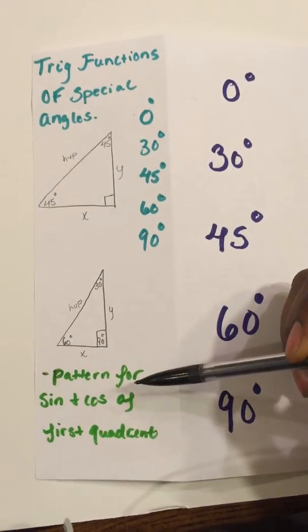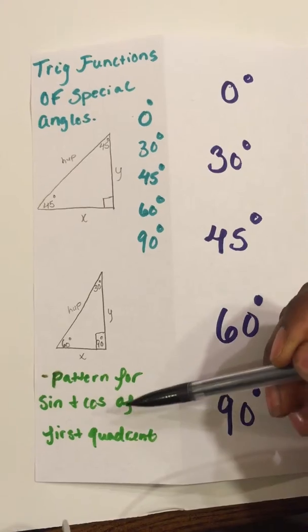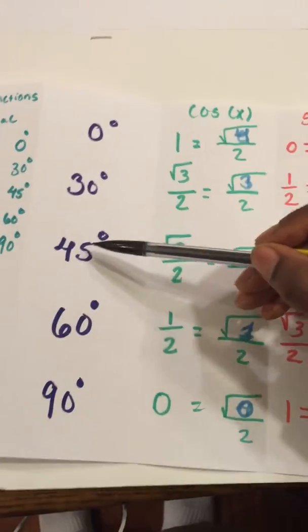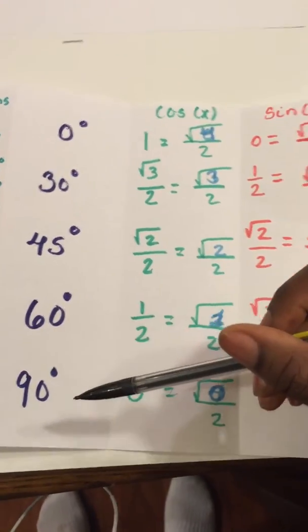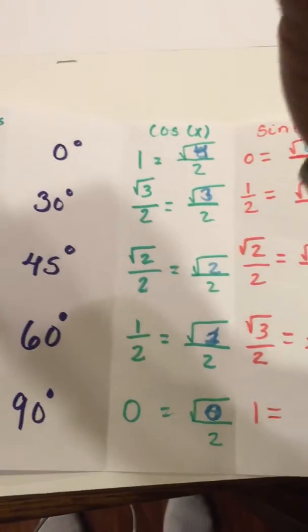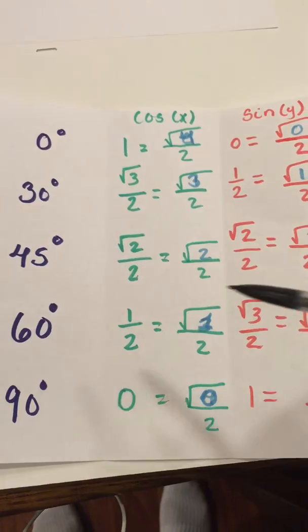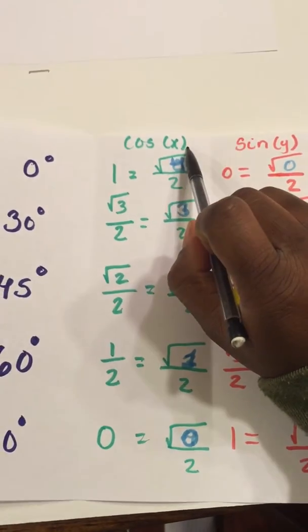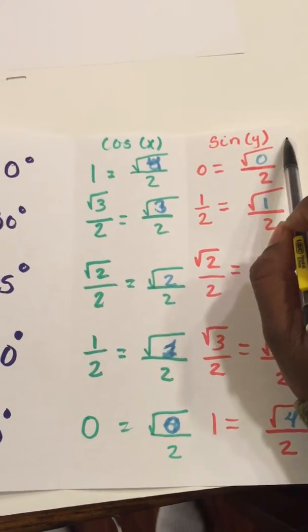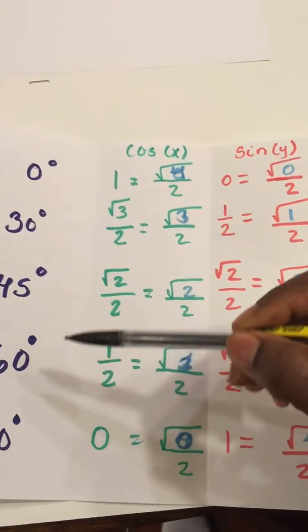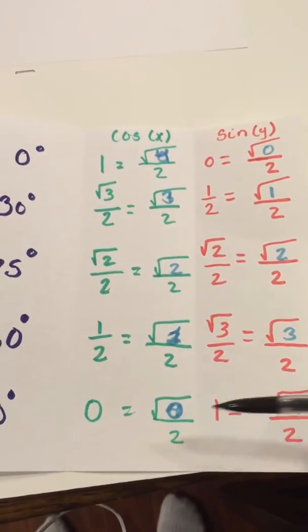There's a pattern for sine and cosine of the first quadrant. So when you see these degrees, 0 degrees, 30 degrees, 45 degrees, 60 degrees, and 90 degrees on a unit circle, it is the first quadrant from 0 to 90, and it forms a 90-degree angle. The cosine is the value of x, and the sine is the value of y, and is listed as coordinates when you plot in the first quadrant.